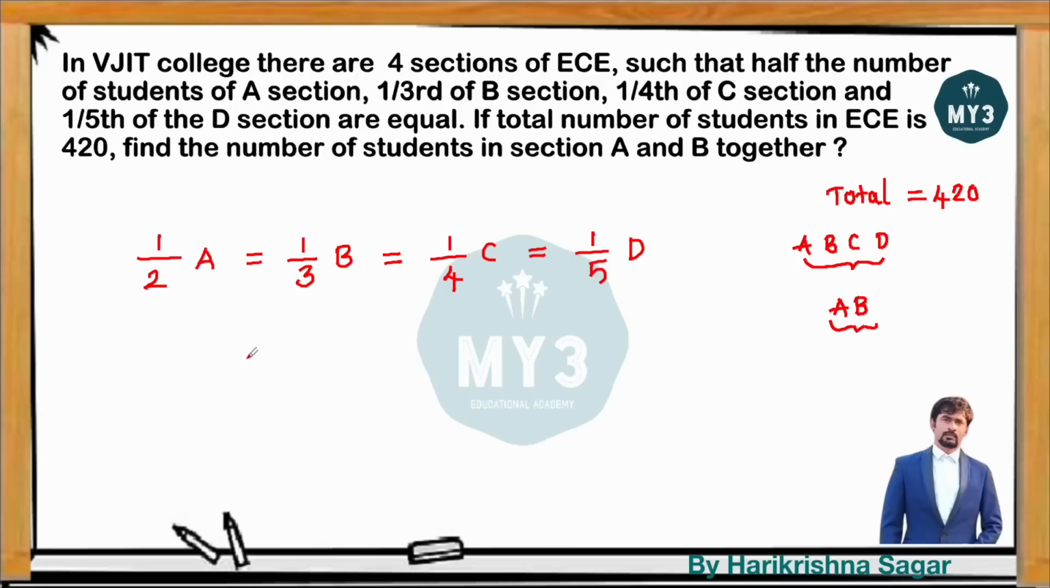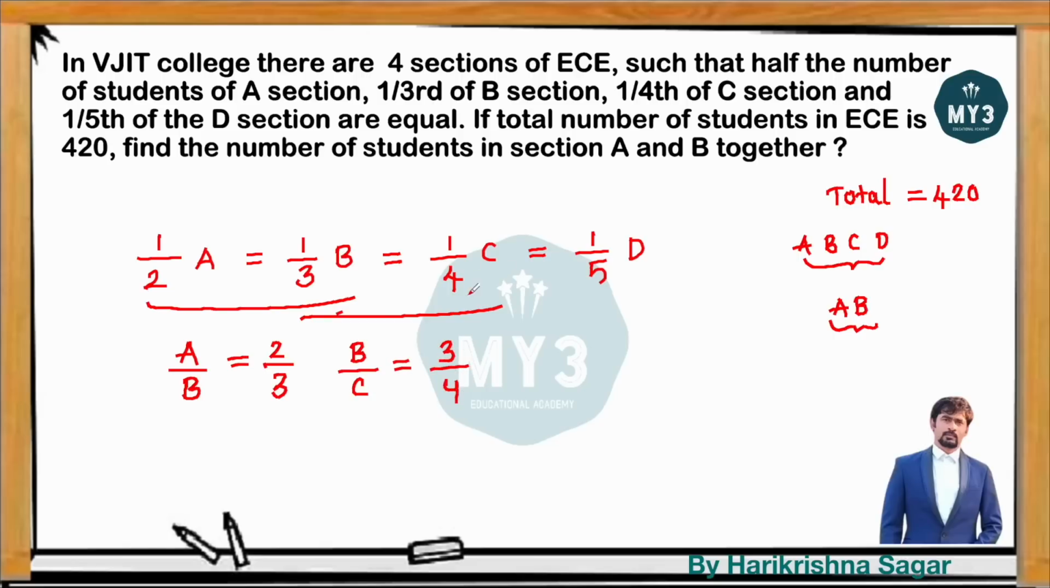So to find this, I'm just trying to find the ratio of A by B. From this data, I'm taking these two, A by B. Can I write it as 2 by 3? So A by B is 2 by 3. And from these two, 1/3 of B and 1/4 of C, if you bring B to this side, we can write B by C is equal to 3 by 4. Similarly, from these two equations, if you bring C to this side, C by D is equal to 4 by 5. So you know A by B is 2 by 3, B by C is 3 by 4, and C by D is 4 by 5.